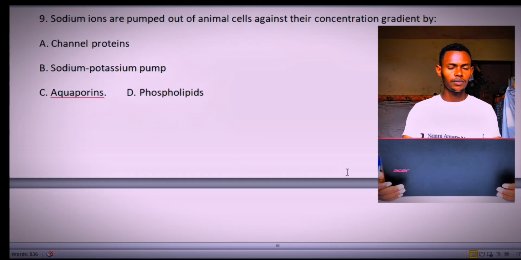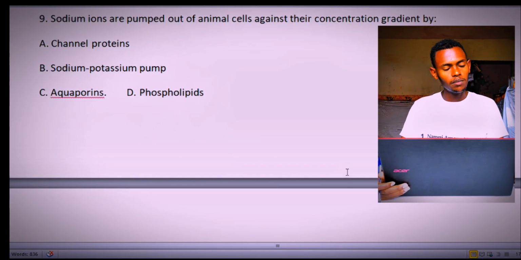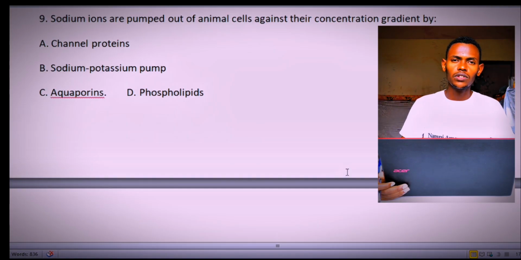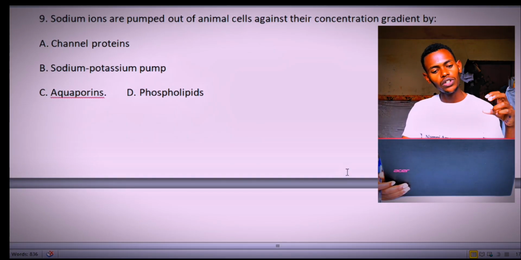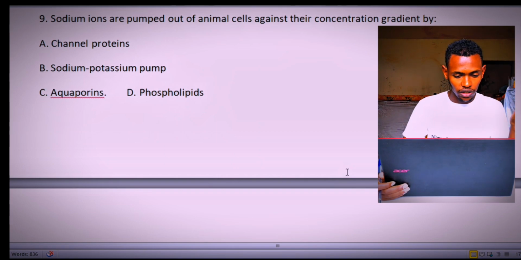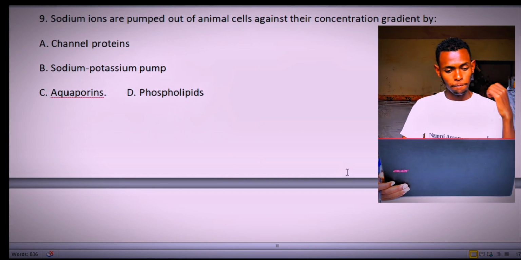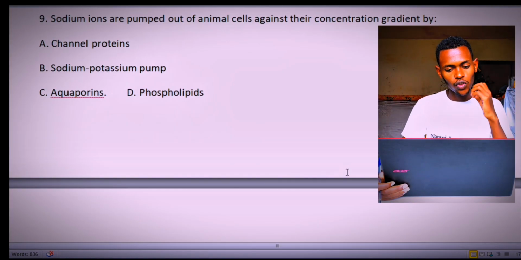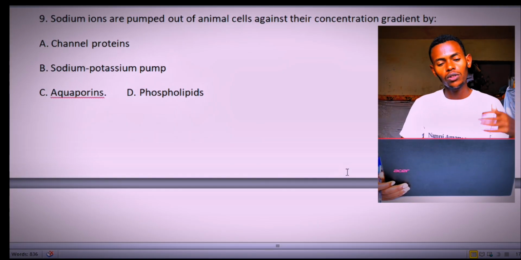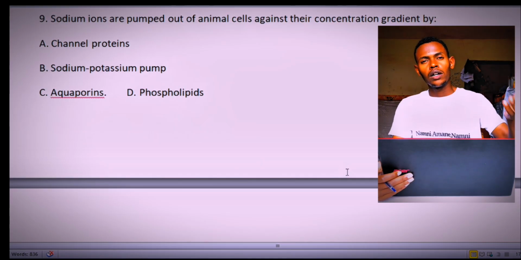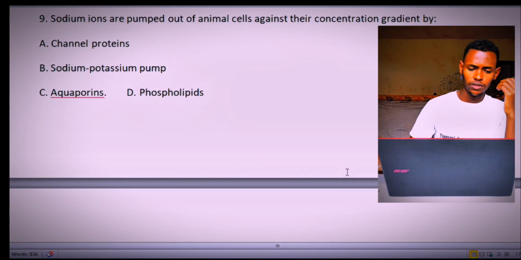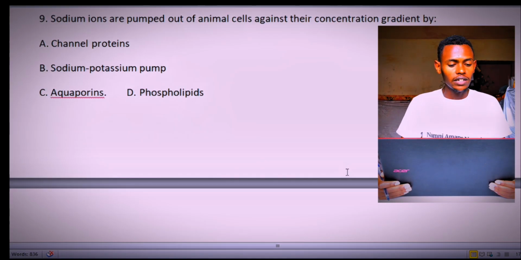So what is the answer? The answer is B. Sodium potassium pump, which pumps 3 sodiums out of the cell and 2 potassiums into the cell. What about A, C, and D? C. Aquaporin. This is the channel which allows the water to pass, not the sodium. D. Phospholipids. This allows only the non-polar molecules, not ions. Okay, let's go on to the 10th question.